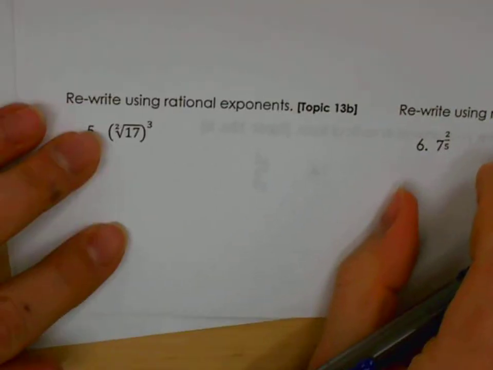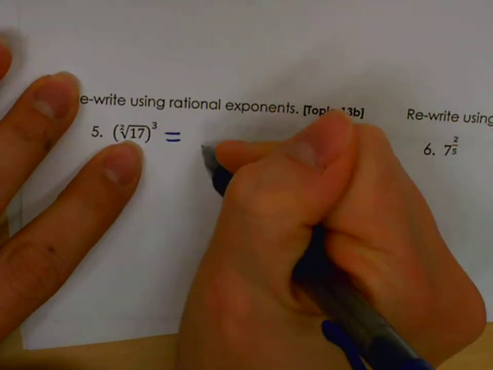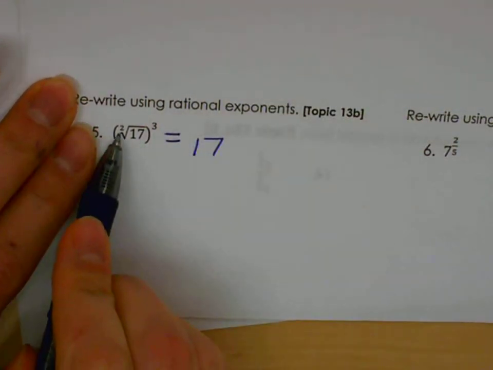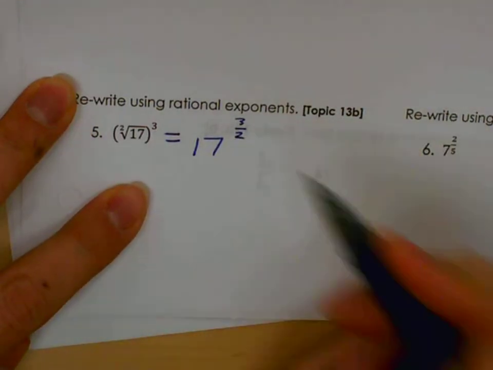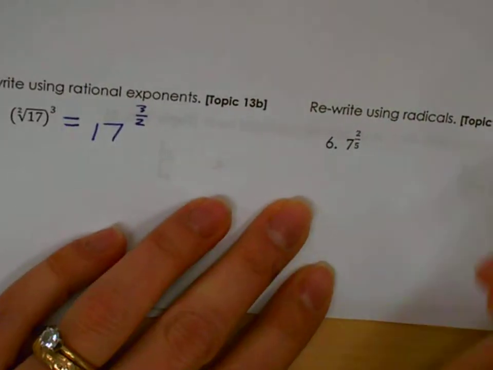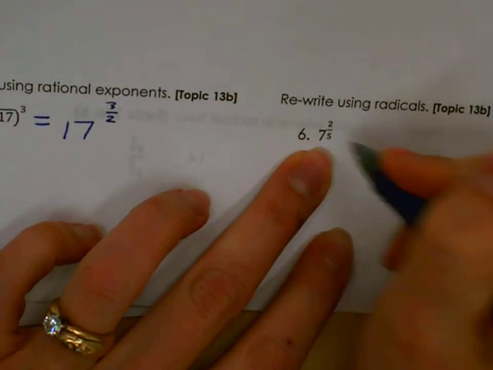Okay, number 5 is just knowing how to rewrite it. So this is knowing that that is my denominator and that is my numerator. So this becomes 17 to the 3/2. And going the other way on this problem, it's knowing that this is what goes outside my radicals.